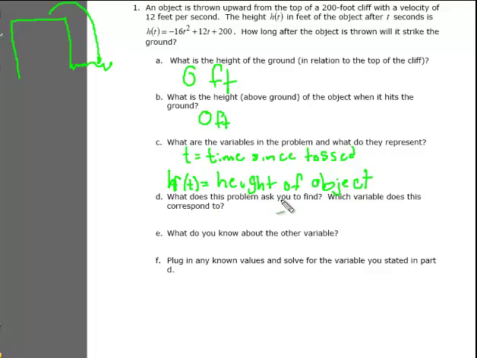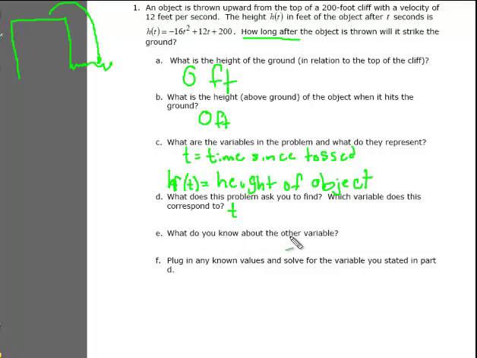And what does this problem ask you to find? Well, it's generally at the end of the paragraph here, and it's asking how long after the object is thrown will it strike the ground. So we're looking for how long, which the variable is t.